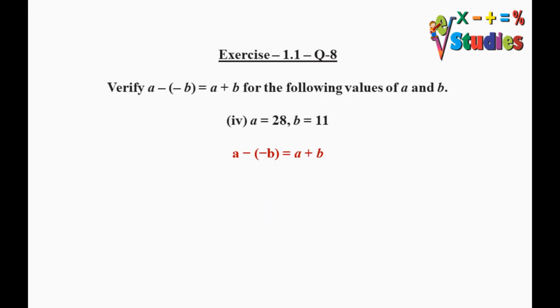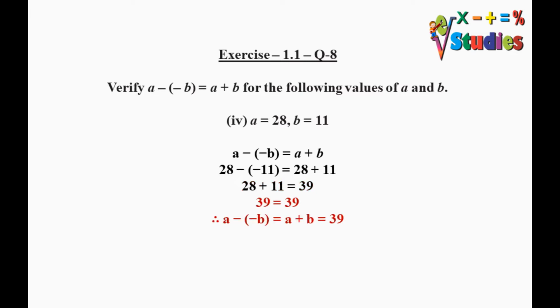In the fourth one, the values of a and b are given as 28 and 11, and again substituting the values of a and b, 28 minus negative 11 is equal to 28 plus 11. So we open up the bracket, minus 11 will become plus, so 28 plus 11 will give us 39. Here it is also proven that a minus negative b is equal to a plus b, which is 39.